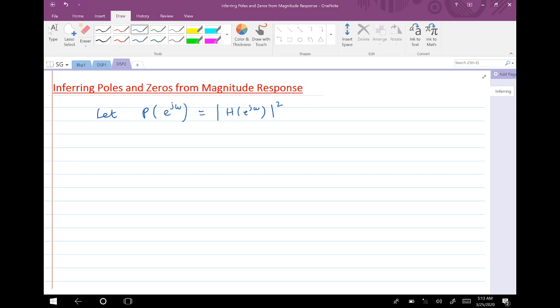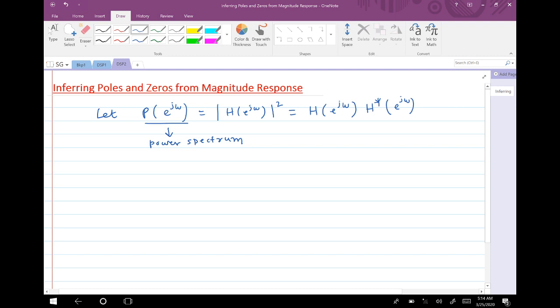So how can we write this magnitude? You already know it. Given that H could be a complex number, you could write it as H of e power j omega multiplied with H conjugate of e power j omega. This can also be referred to as the power spectrum of a given signal.